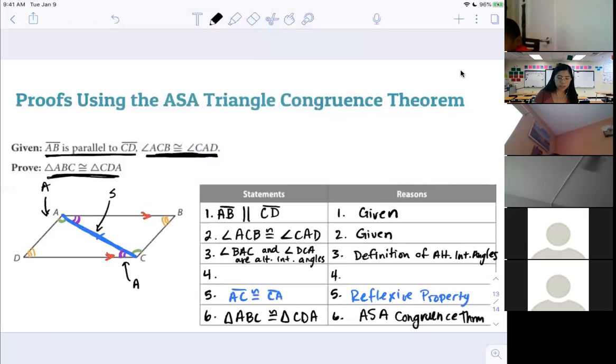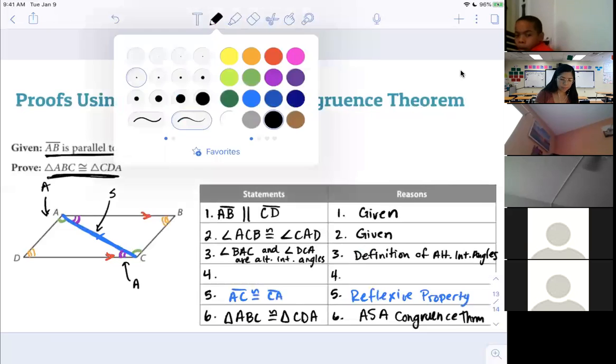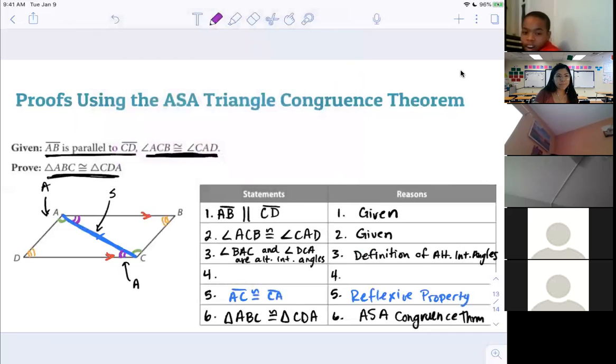And since they are alternate interior, what can we say about them? Good, that they are congruent. So angle BAC is congruent to angle DCA. And what's that theorem called? Don't think too much about it. What do you guys think that theorem is going to be called? It's the alternate interior angle theorem.